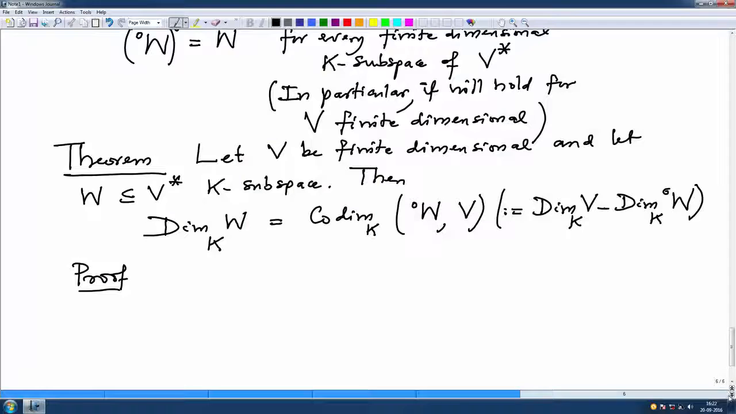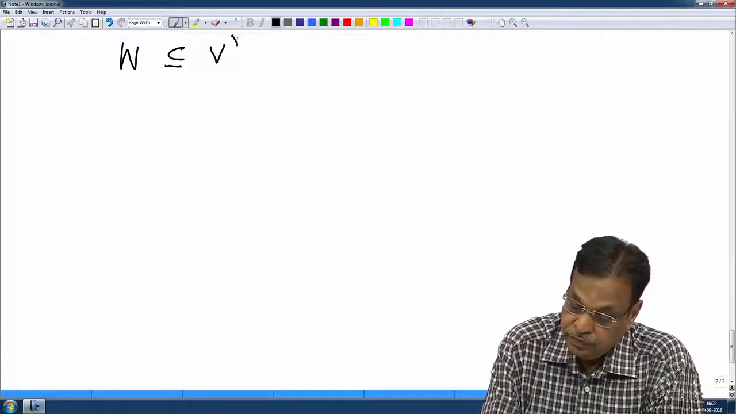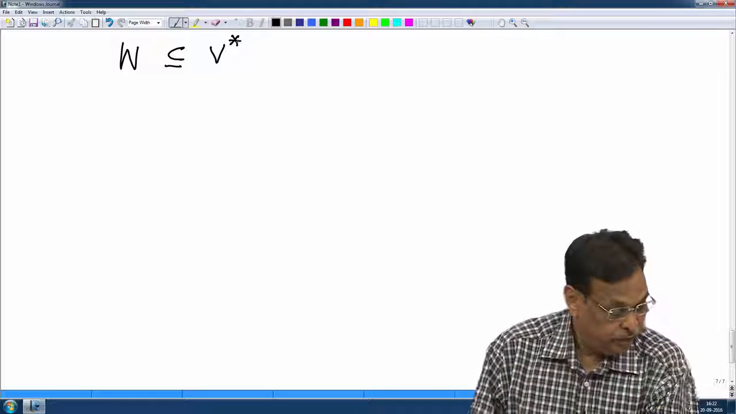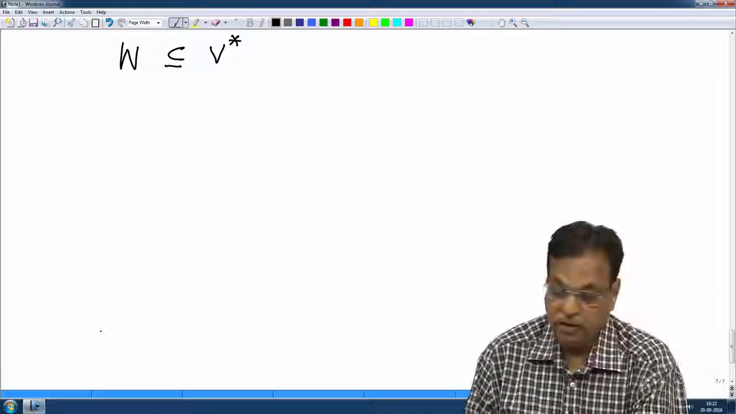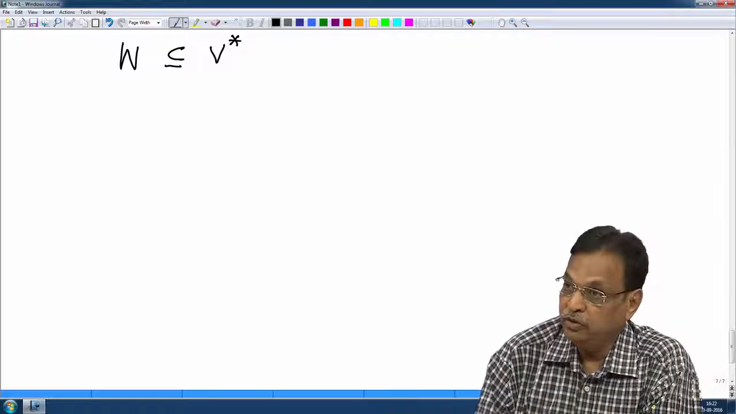So, let us continue with the proof of this theorem which I stated before the first half of the lecture. We are given W is a subspace of V star, and V star is finite dimensional. So, W is also finite dimensional, so we can choose a basis of W.